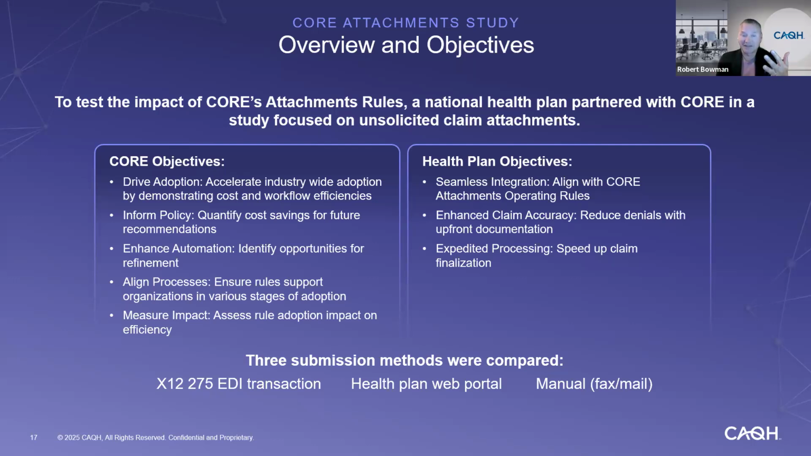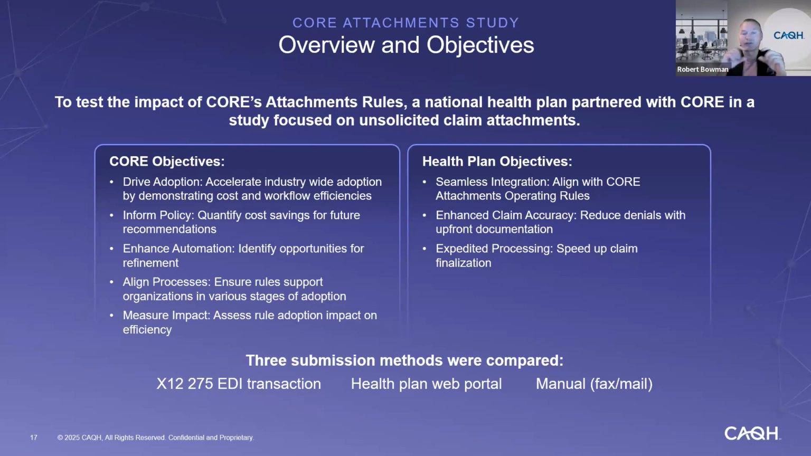So again, we were trying to drive at adoption. We wanted to see if there was some policy information that could be derived from it, because some of this is related to savings and recommendations that we might have. For example, was it LOINC? Were LOINC codes the issue? We didn't implement LOINC codes. We just had a request for additional information with a statement in there, not a LOINC code. Did that cause problems with the providers? So you did want to identify some opportunities for enhanced automation.